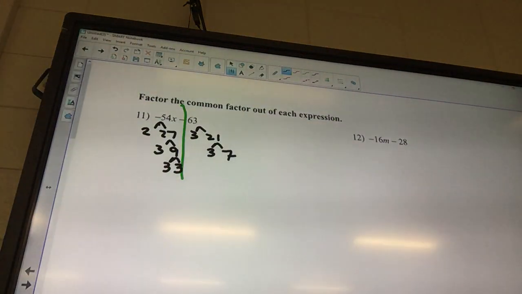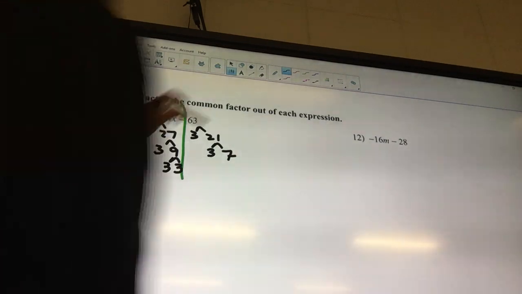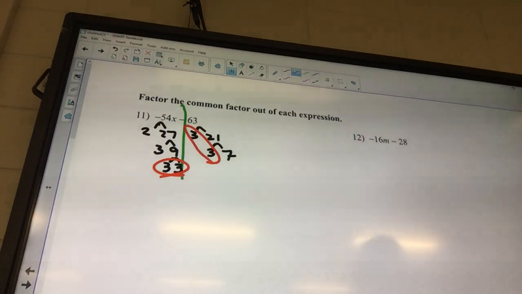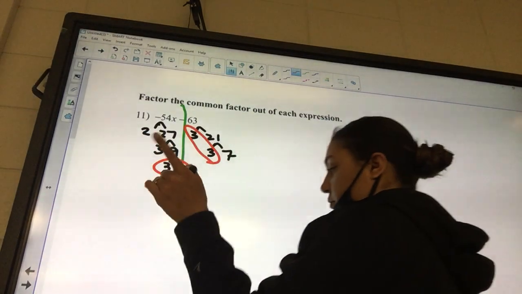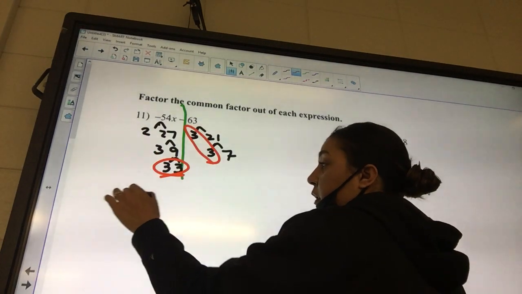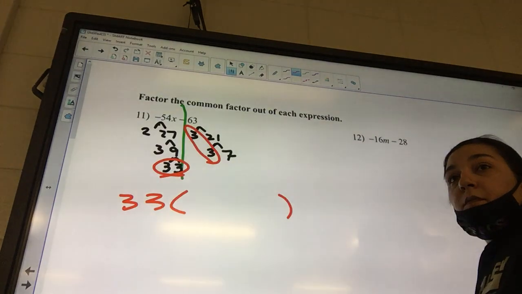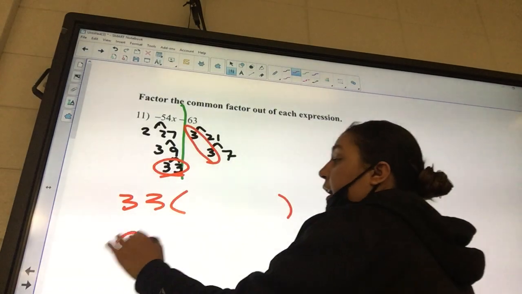So, who's our matchies? Who can we circle? 3 and 3, and 3 and 3. So, 2 sets of 3s. Okay, so I got this set of 3s and this set of 3s. So, what number is going to go on the outside? It should be 3 and 3. And what do you do with those? Times them. So you got 9.